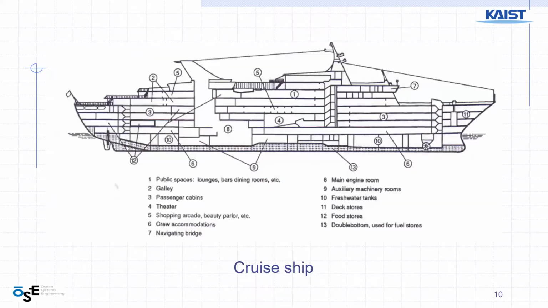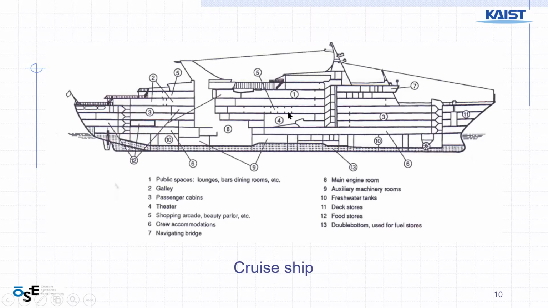Okay, then we move on to the cruise ship. So number one is for public space for lounge, bar, and drinking room, dining. And number two is galley, the kitchen there, to serve the lounge and dining rooms. And number three is here, the cabins, passenger cabins. Number four is here, the theater.